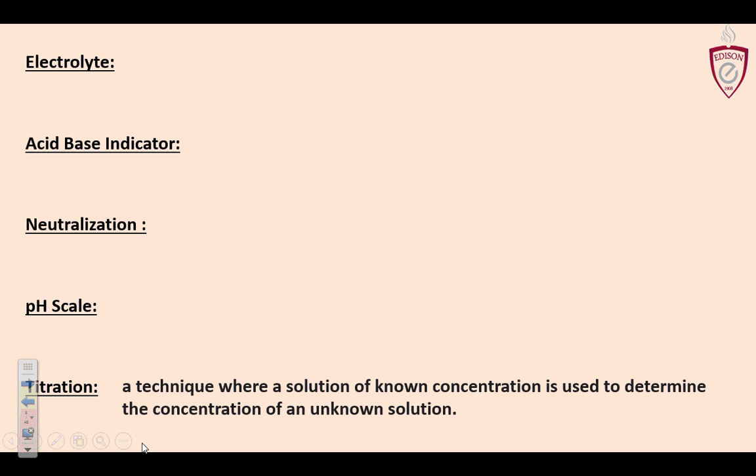Titration, this is a technique where a solution of known concentration can be used to determine the concentration of an unknown concentration. This will be lab. The first lab that we do, one or two of them. We'll probably do indicators before we do the titration, because the titration requires you to use an indicator. Oh, good call.